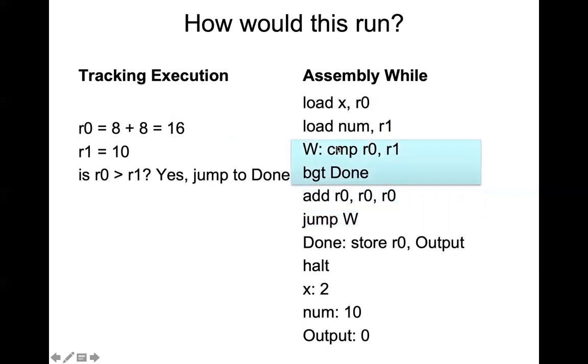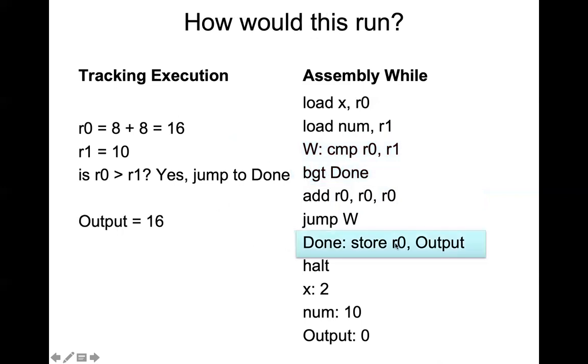So now we ask the question, is 16 greater than 10? So remember, that's what's accomplished by the pair of the comparison and the conditional branch. Is 16 greater than 10? It is greater than 10. So the branch condition is met, the conditional branch fires, we jump to the done label. So now we jump to the done label and store whatever's in R0, whatever's in X, to the output. And so the output contains 16.